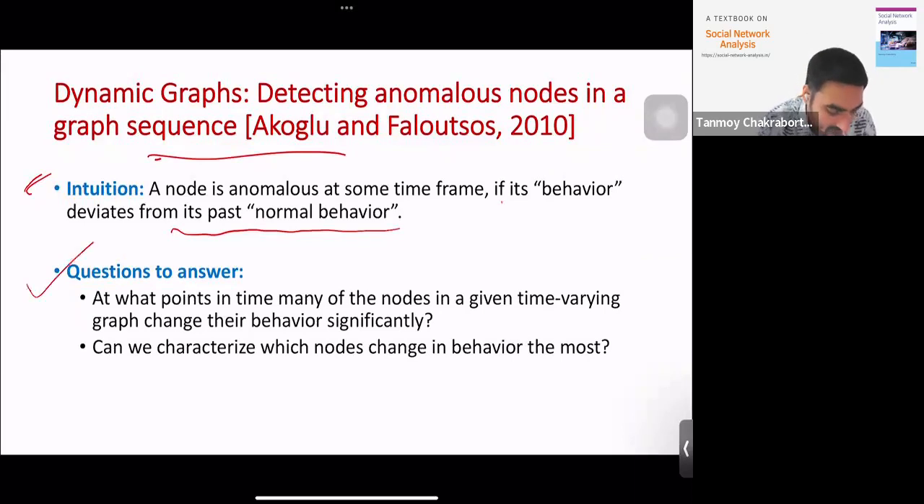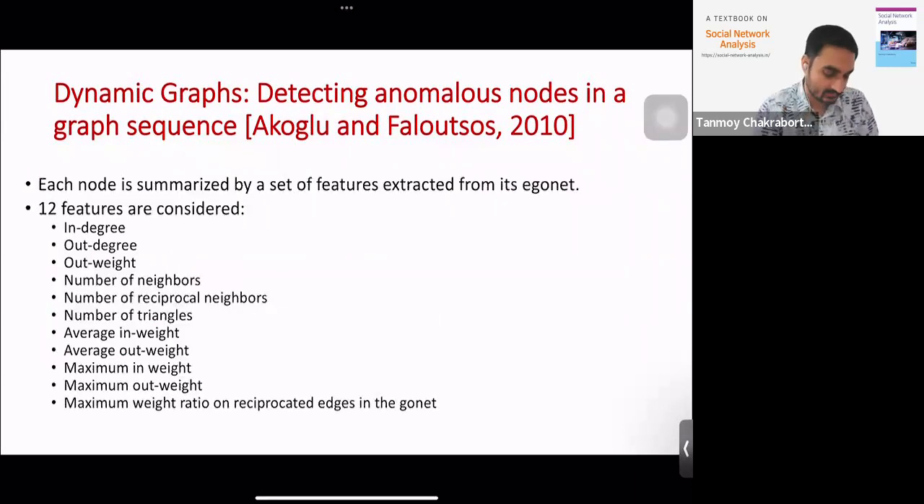So what's the question they are trying to address? They are trying to address the question of at what point in time these changes happen. Can we characterize which nodes change in behavior the most? These are the questions that we ask.